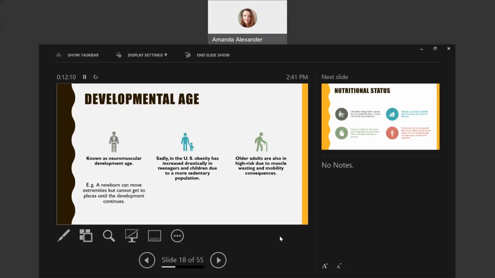Sadly, in the US, obesity has increased drastically in teenagers and children due to more sedentary lifestyles. Older adults are at more risk for wasting and mobility consequences.